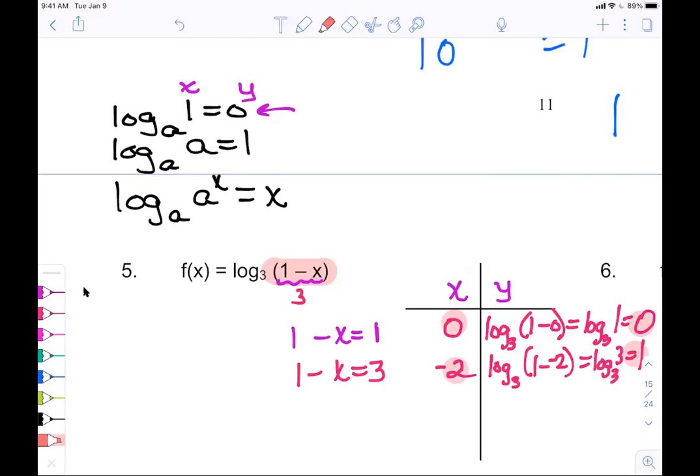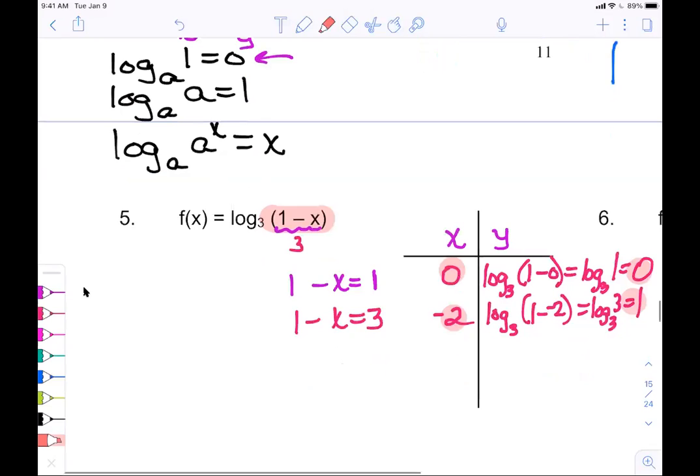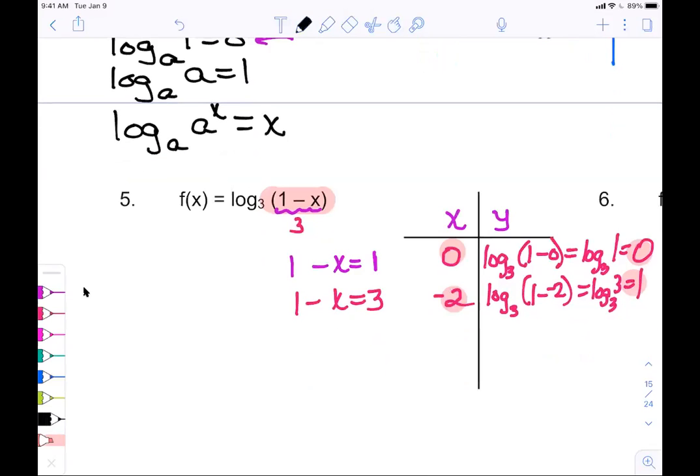And now the third one is when I need to start applying those exponent properties. So I would want my number to be 3 squared, or I would want my number to be 3 to the -1. So I need to think about 1 minus x becoming 3 squared, or 1 minus x becoming 3 to the -1. So Peter, what number could I choose so that I end up with 3 squared, or 9?